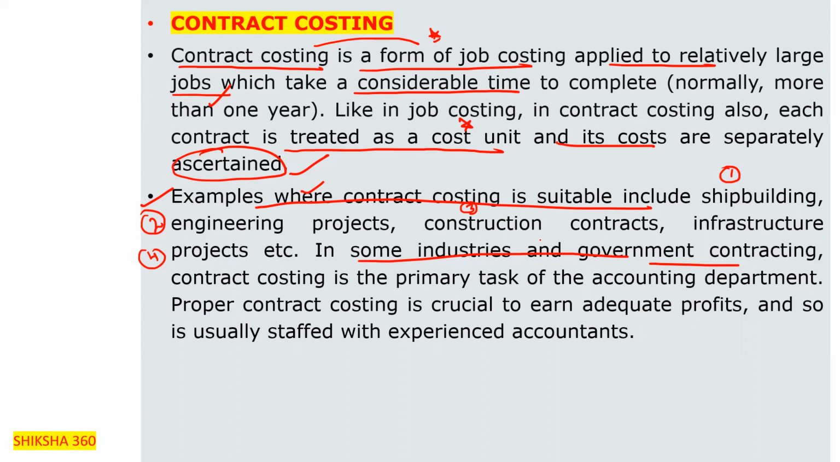Further, proper contract costing is crucial to earn adequate profits, and so it is usually staffed with experienced accountants. So this is the basic of contract costing. Just remember that it is a form of job costing applied to relatively larger jobs, which take a considerable time to complete that work.